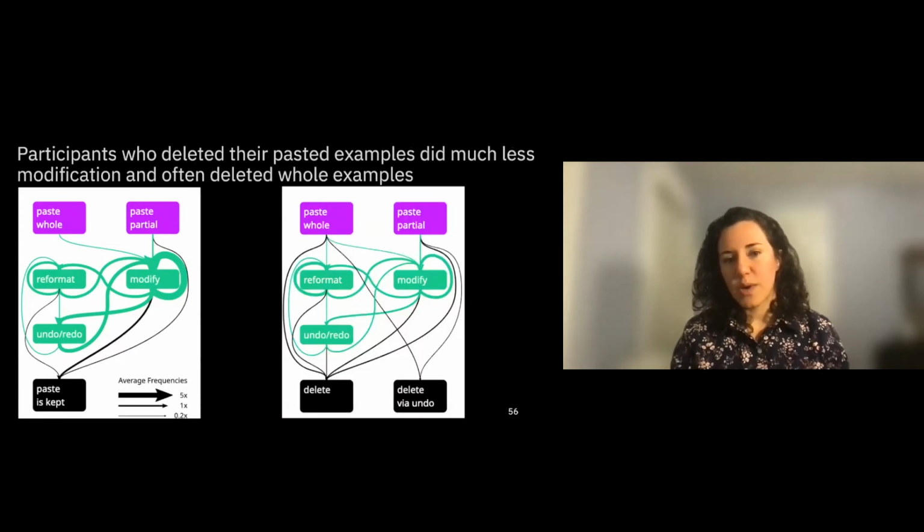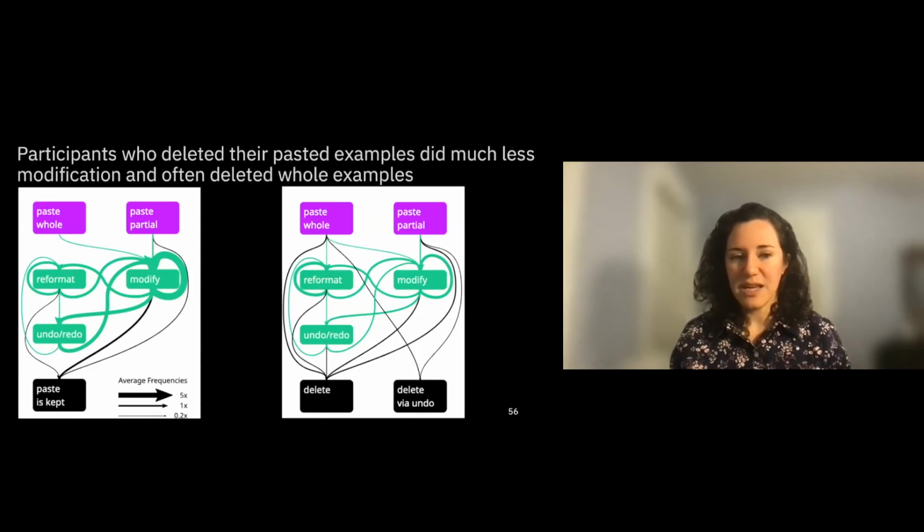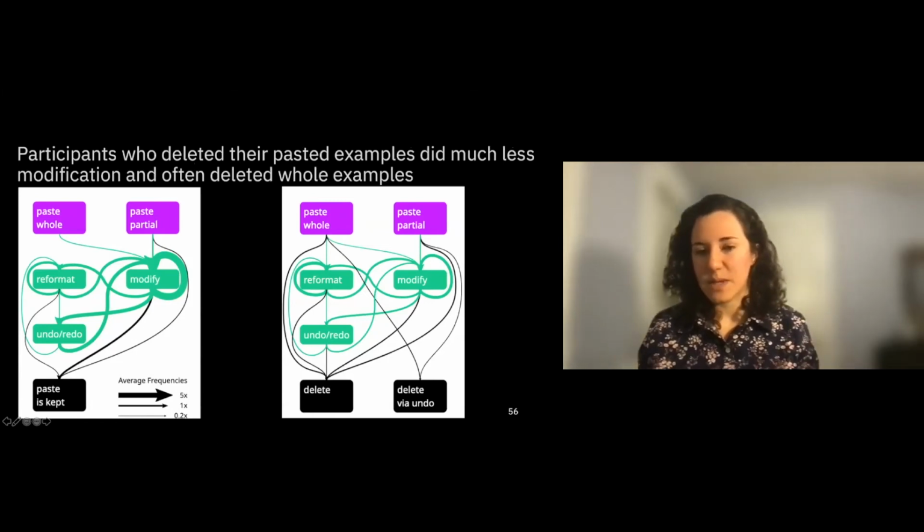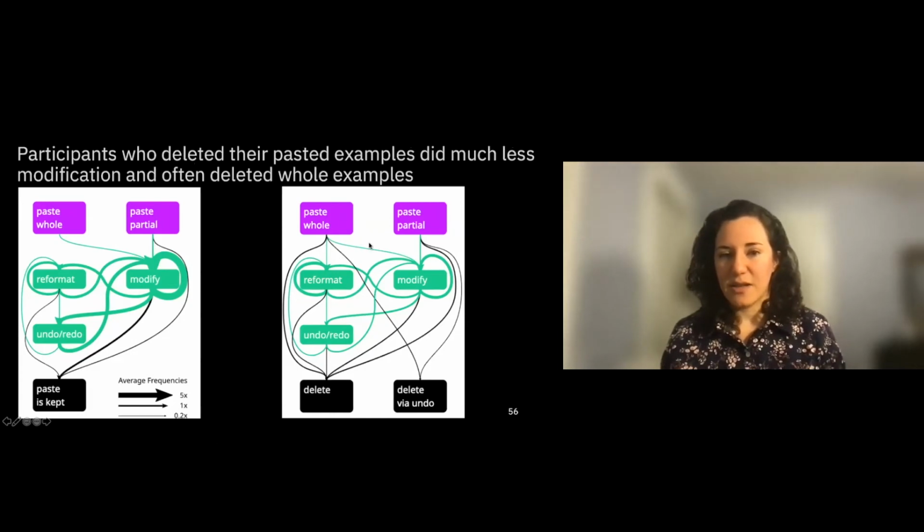In contrast, when participants ended up deleting their code, again, they pasted whole and partial examples, but often ended up deleting or completely undoing their code to get rid of the examples they pasted in. And in these cases, there was much less modification. So maybe participants didn't know how to modify what they needed. And in a lot more cases, they pasted the whole thing and just deleted it, which may indicate that they were either just storing the example there to see if they might need it later, or they might have been pasting it in, but then not actually having any idea about how to modify it in order to keep it in their program or to use it in their program.